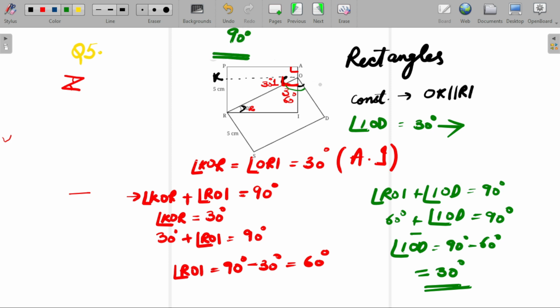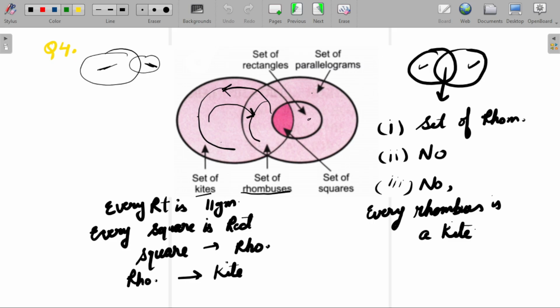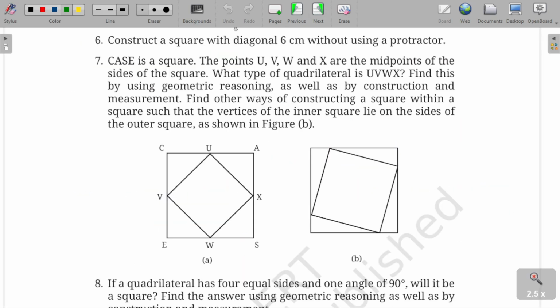Yeah. So moving to question number 6. Question number 6 is, construct a square with diagonal 6 centimeter without using the protractor. Now we will not use the protractor, we'll use the compass here, and we are required to construct a square in this case, and we are given only the diagonal. Fine.